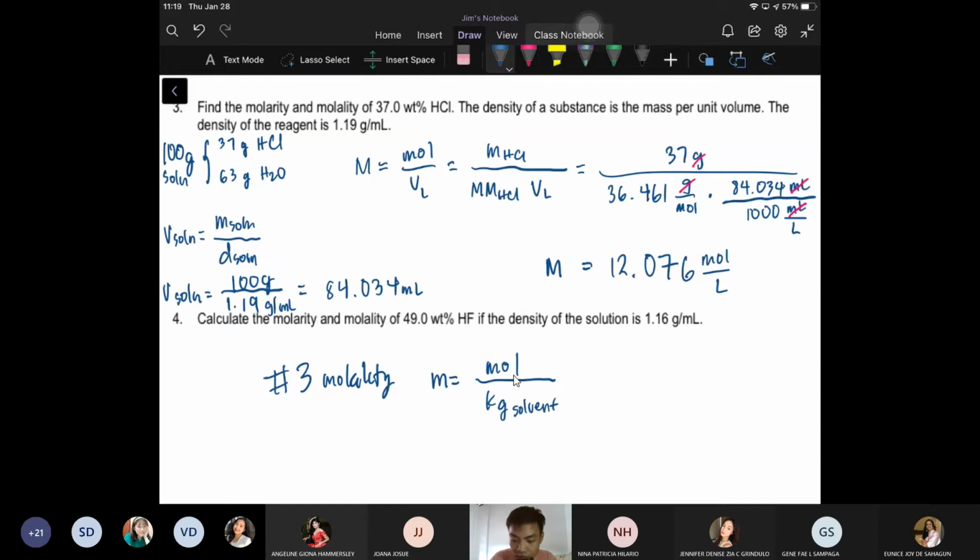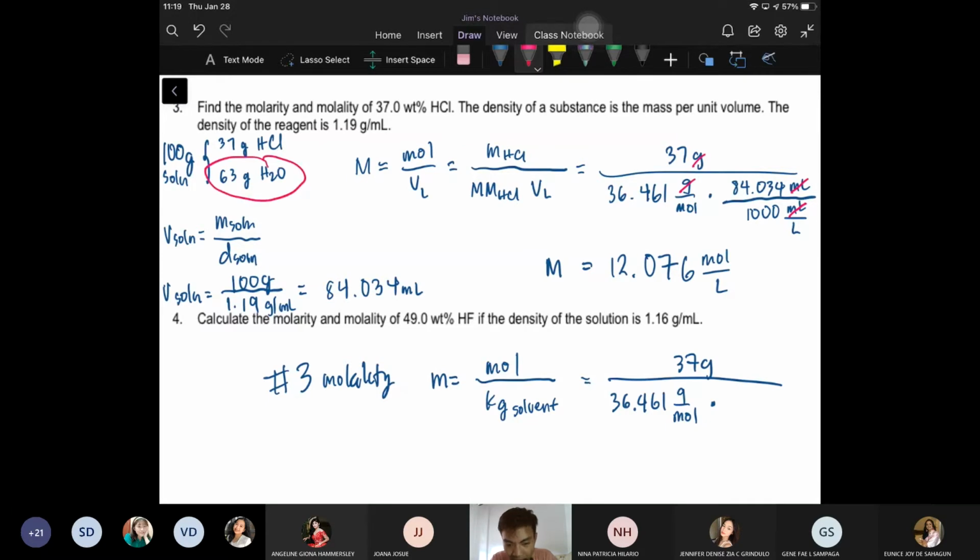Tapos, next is yung mole. Okay? Di ba, alam na natin paano kunin yung mole. Ito yun, 37, 36, kopyahin mo lang yan. Okay? Then, paano po yung kilogram per solvent? Okay? So, ito na yung mole, no? Mass over molar mass. Yun na yun. Question, paano po yung kilogram of solvent? Ano ba yung solvent natin? H2O. Asan yung mass ng H2O?